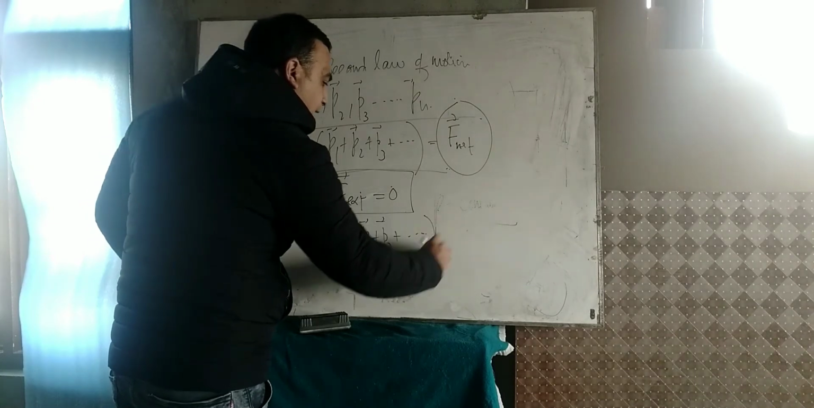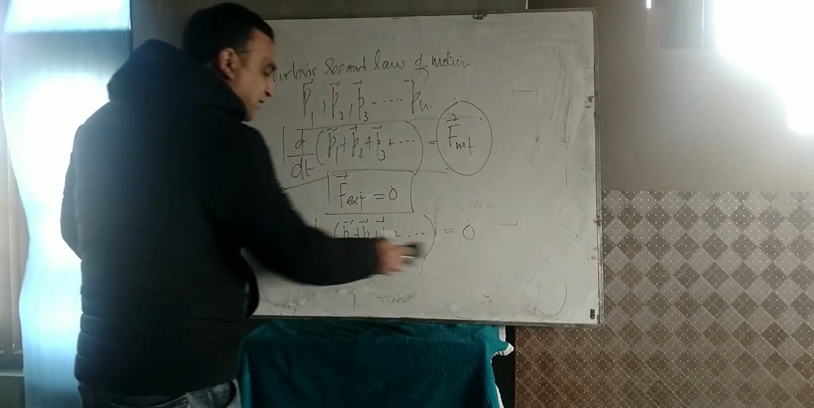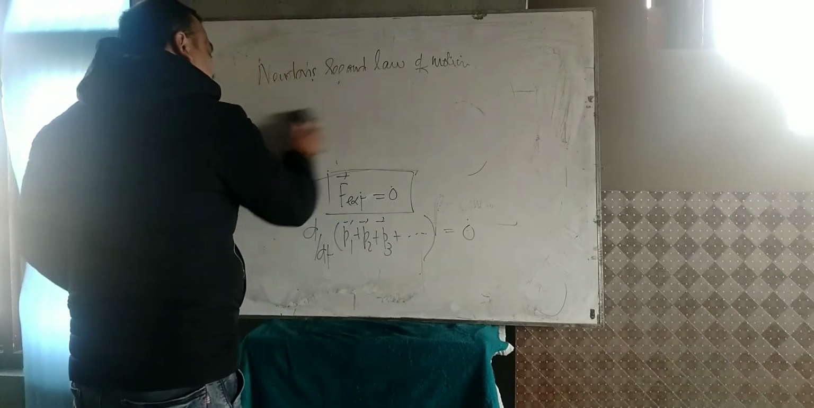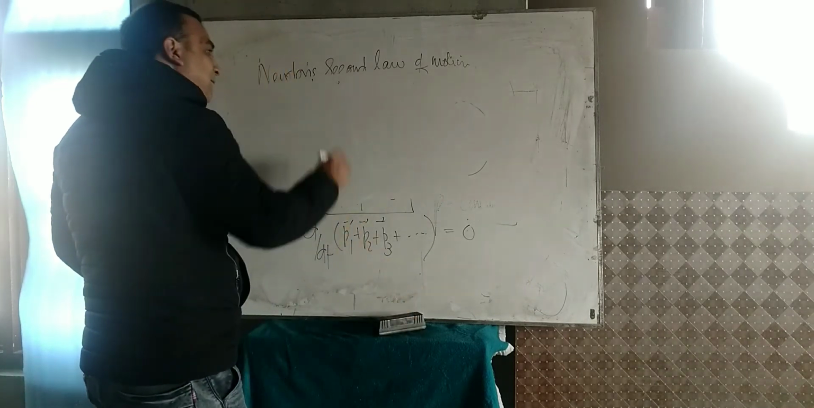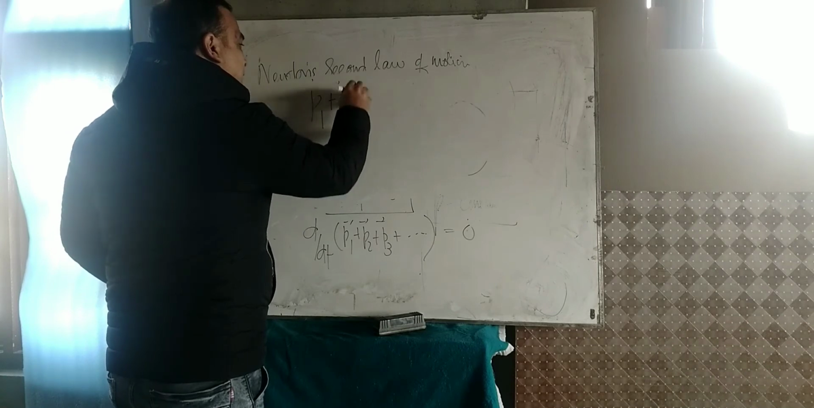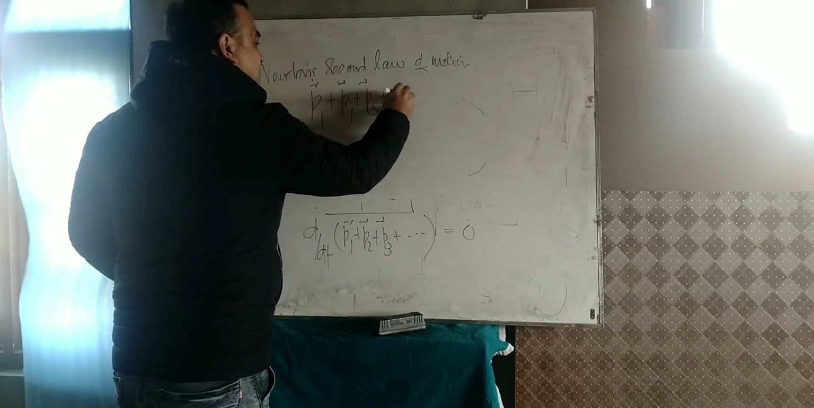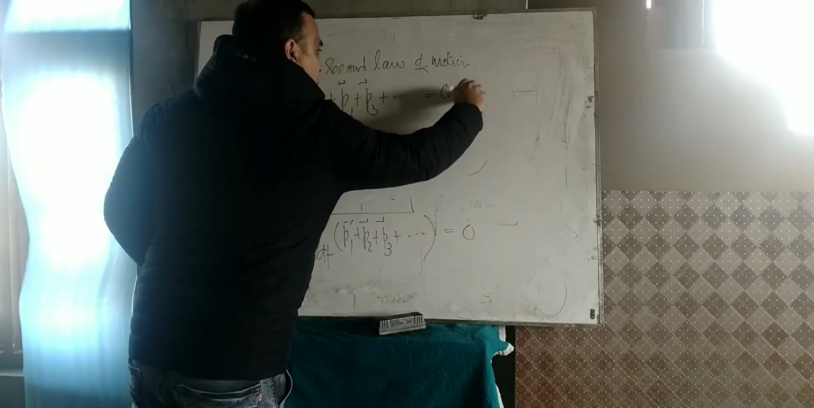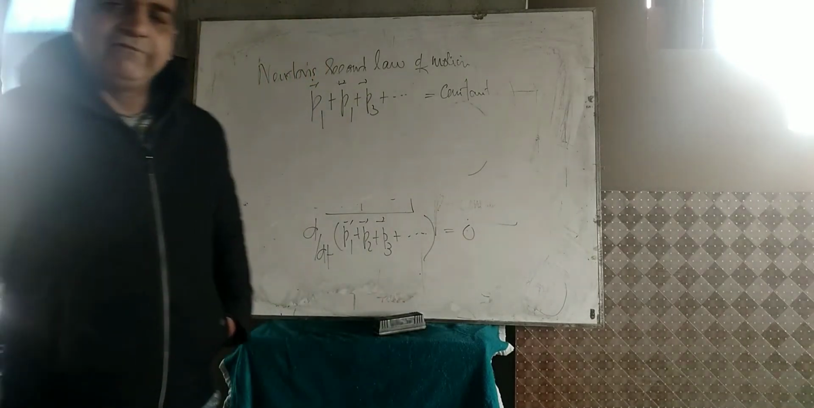So on and so forth. It must be 0. And what does this equation signify? It signifies that the momenta of all the particles in that system must be equal to a constant: P1 plus P2 plus P3 plus so on and so forth must be a constant, because integration of 0 dt will give you a constant.